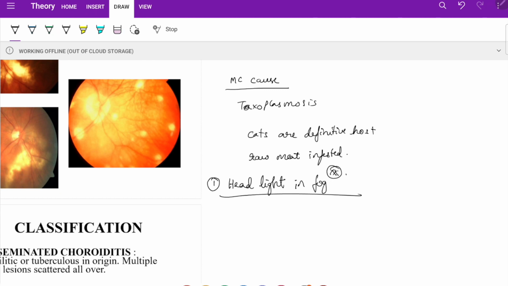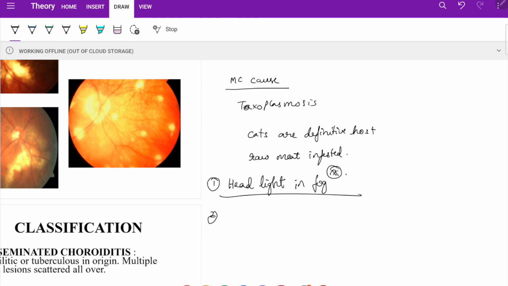So keep some important points in mind for toxoplasmosis. Toxoplasmosis is one of the most common causes of this infection, that is posterior uveitis, which you can also call chorioretinitis or retinochoroiditis. For all of them the most common cause is toxoplasmosis. There are 10 points you should remember. Number 1, most common cause. Number 2, associated with ingestion of raw meat. Number 3, humans are intermediate hosts and cats are the definitive host. And number 4 is clinical features. Clinical feature number 1 is head light in fog appearance.